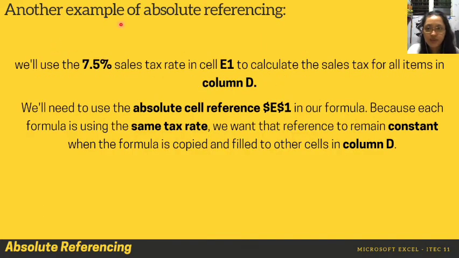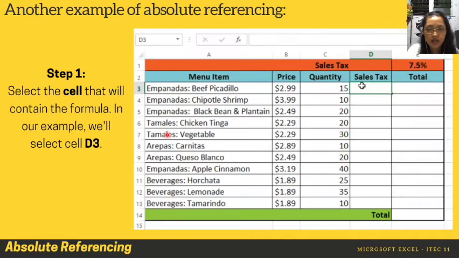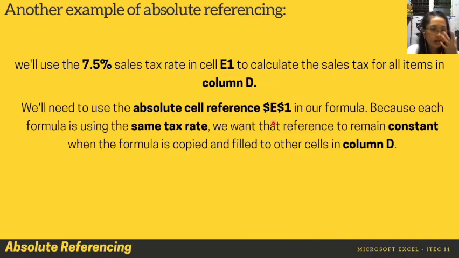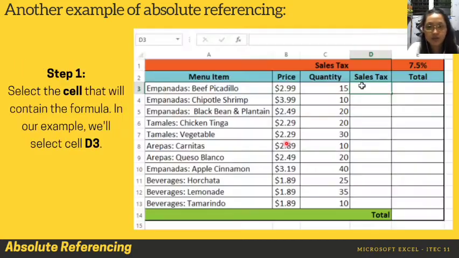Okay. So another example, absolute referencing. So we'll use a 7.5 sales tax rate. So let's move on. Just see the examples here in our PowerPoint, in the PDF file that I will be going to post in our Google Drive folder.